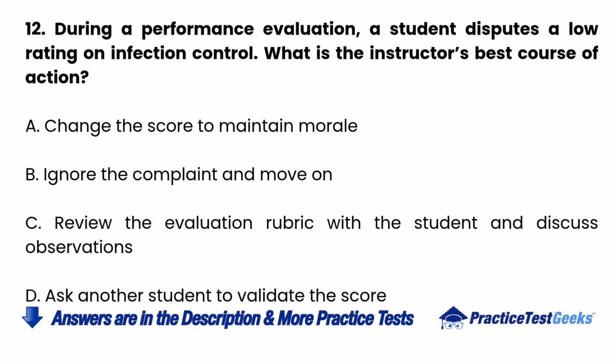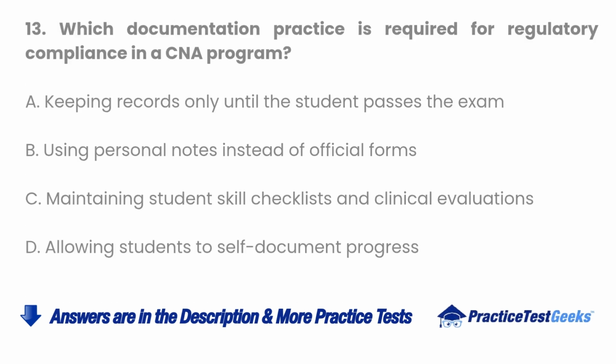12. During a performance evaluation, a student disputes a low rating on infection control. What is the instructor's best course of action? A. Change the score to maintain morale. B. Ignore the complaint and move on. C. Review the evaluation rubric with the student and discuss observations. D. Ask another student to validate the score.